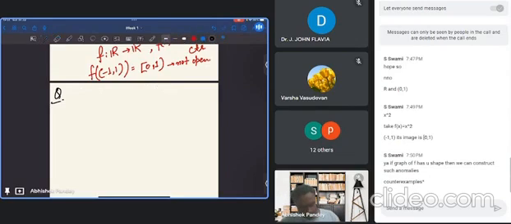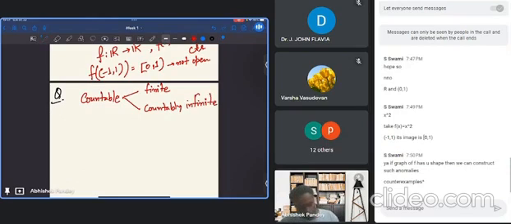Let me explain that. Whenever I say a set is countable, I mean that either it is finite or it is countably infinite. And whenever I say uncountable, that will be infinite and uncountable.